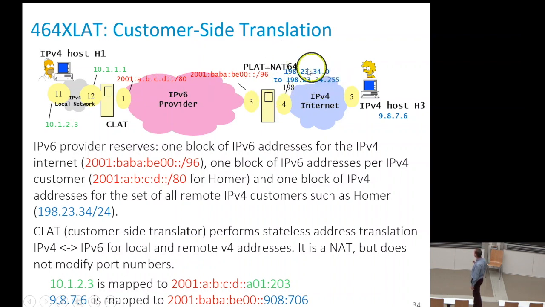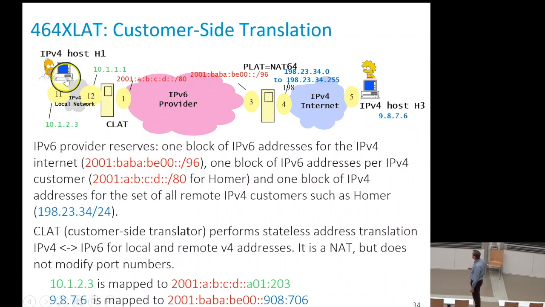And this block is used to represent all customers like this one in the IPv4 internet. So we need those two blocks here, the blue block and the red block here, to represent the remote IPv4 and the true IPv4, and here to represent the IPv4 in the IPv6 world. Right. Then some of the things are easy.